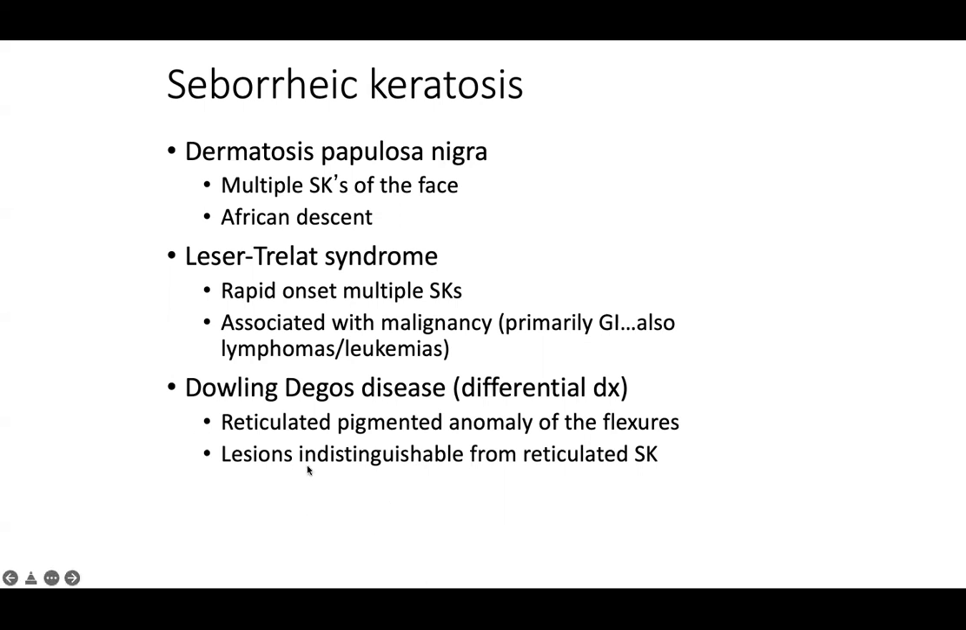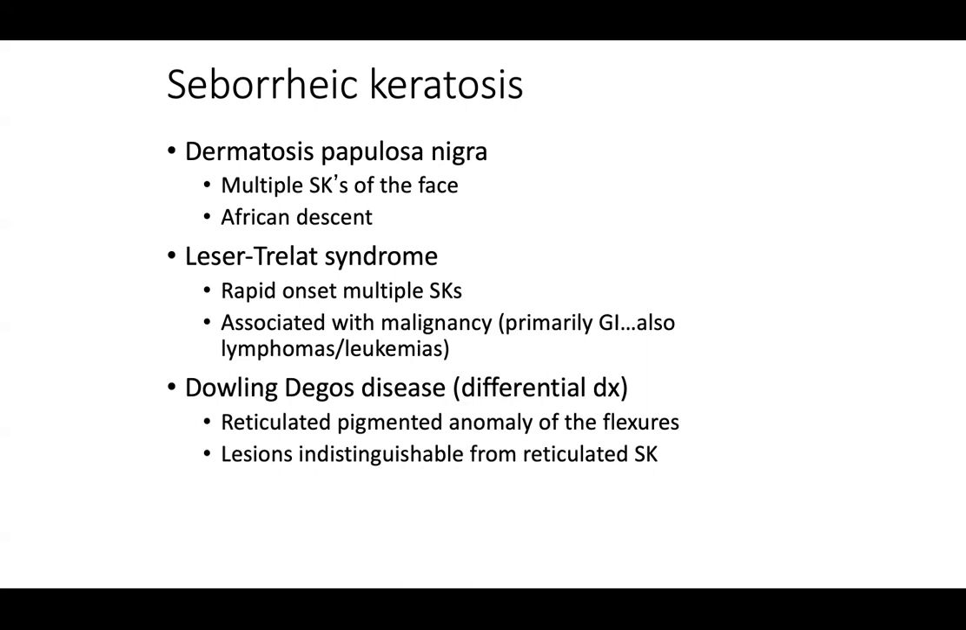There is a syndrome associated with rapid onset of multiple seborrheic keratoses. You remember this from step 1, but Leser-Trélat syndrome. It's associated with malignancy, primarily GI malignancy, also lymphomas and leukemias. It's also important, though, if you do see people with a lot of seborrheic keratoses, that you don't mention, hey, you might have a malignancy, but just gently remind them, depending on their age, that age-appropriate malignancy screening is recommended in primary care, just to double check and make sure that they're being appropriately screened for their age.